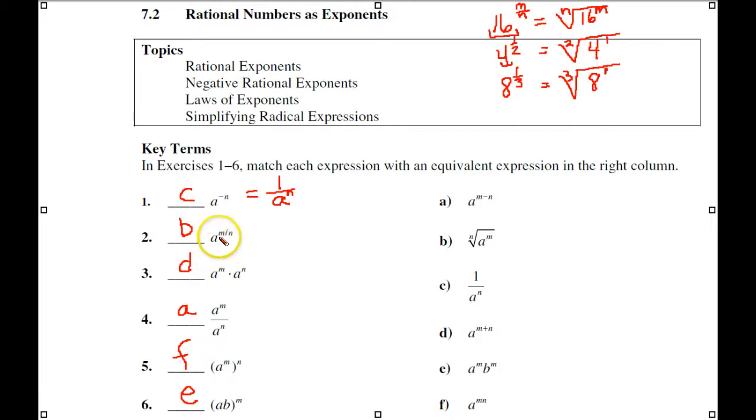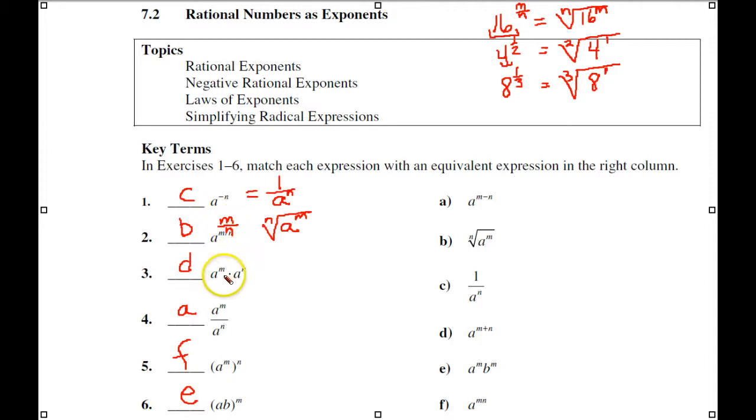And this is going to be what we just demonstrated. I don't like when they do it this way. We should write it m over n. That way it's clear. So our radical sign, our base is a, and it's going to be to the m power, and our exponent is the denominator of that.